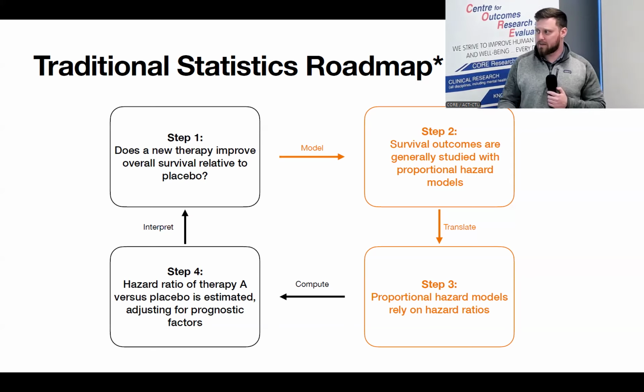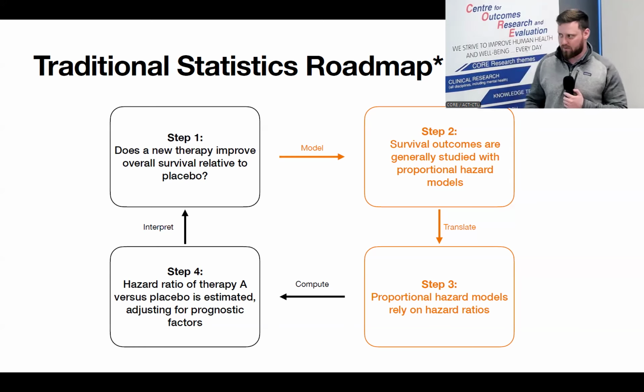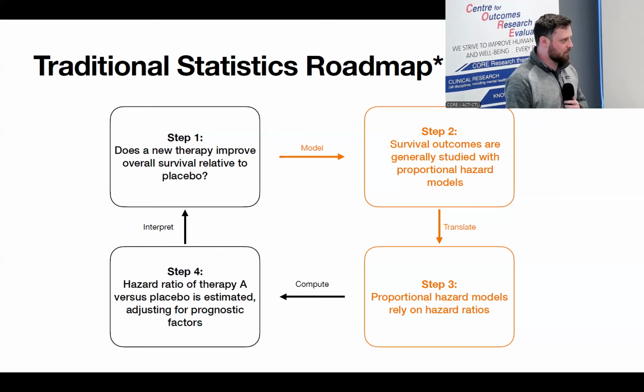So the question is, does a new therapy improve overall survival relative to a placebo? Now, this is an overall survival question, a time to event outcome. You might immediately jump to a Cox proportional hazards model. And if you're in a Cox proportional hazards model, then your estimate in step 3 becomes the hazard ratio. From here, you could perform inference by estimating the hazard ratio of therapy A against your placebo, possibly adjusting for prognostic factors, right?